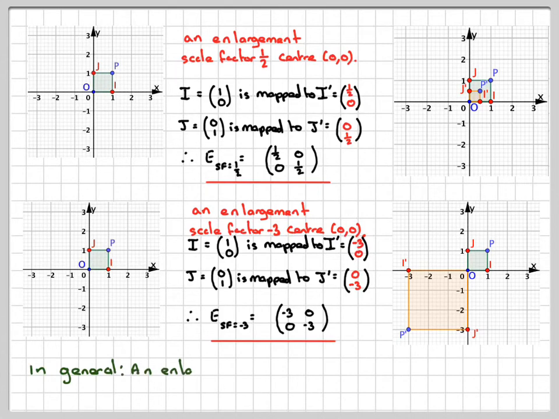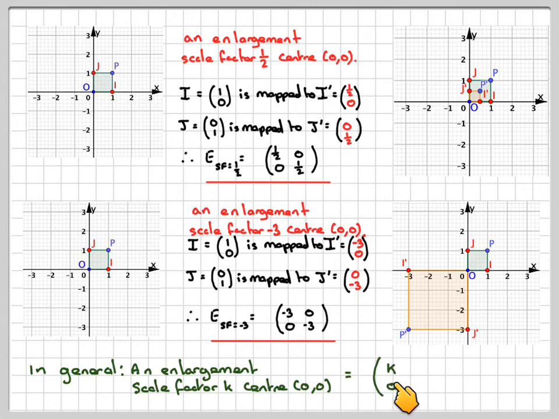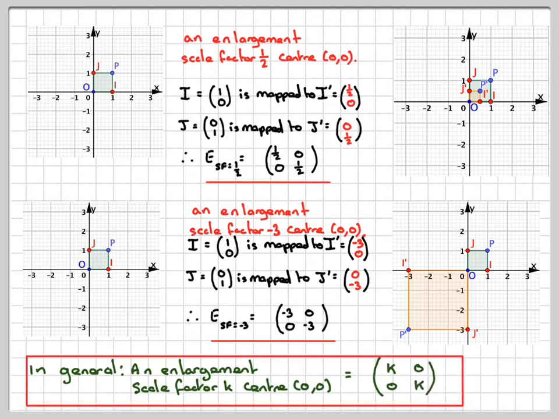In general, an enlargement, scale factor k, center (0, 0), and the center has to be (0, 0), will be represented by a matrix k, 0, 0, k. And you can look back and you can see all those matrices are of that format.